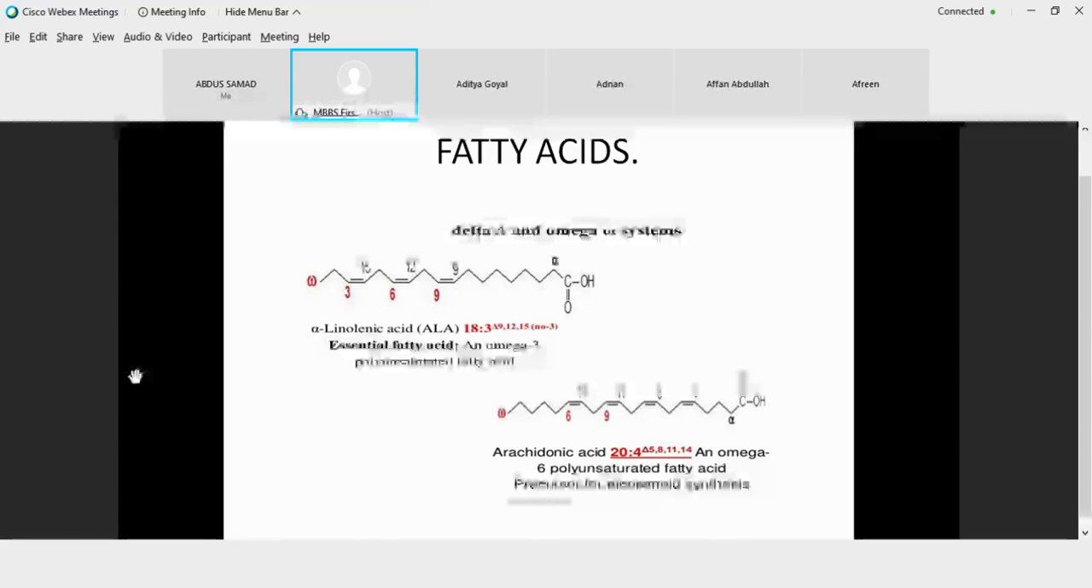Now the same fatty acid, the same linolenic acid, if you name it in terms of the omega naming system, then you have to start from the tail end, and the first bond is encountered at carbon number 3. So linolenic acid is 18:3 delta 9, 12 and 15, and it is an omega 3 essential fatty acid. This is how we describe a fatty acid.